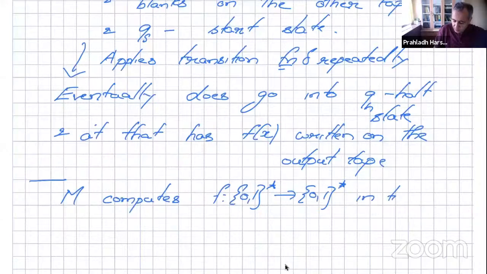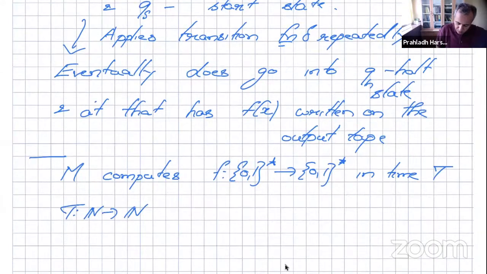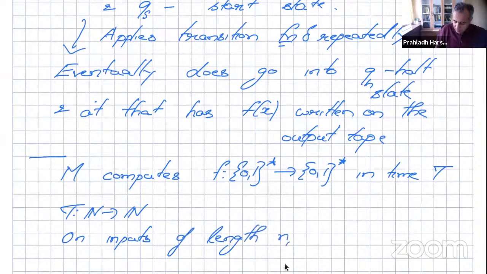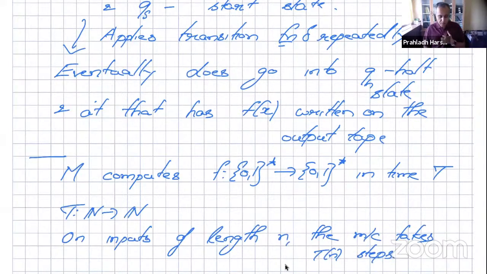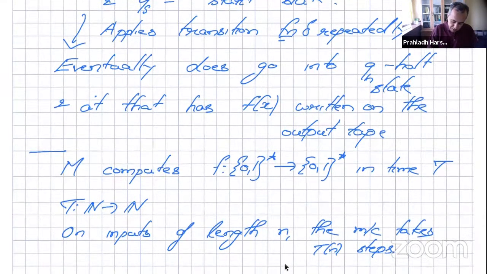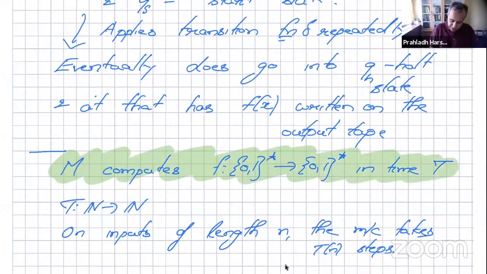in some time t, where t is some function that takes n to n. What does this mean? On an input of length n, I want to say the machine takes t(n) steps. So sometimes we would add this extra, we'd add this in time t, where t is some function of this form. What does that mean, takes t(n) steps?